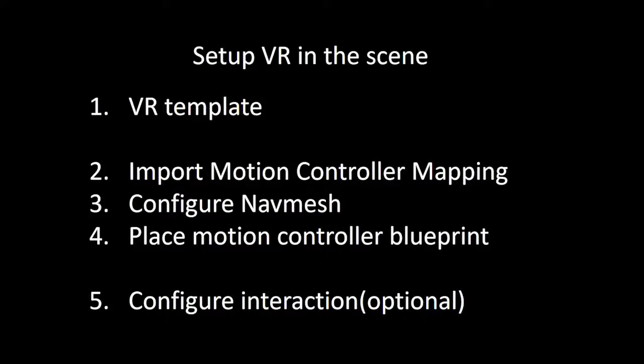If there's any screen grab that you should take on this presentation, it is this one. It's really the step-by-step to implement in your scene one by one. The first thing we've got to do is get the information from that VR template into our scene. That's the motion controller mapping, and then we've got to configure our nav mesh, place the motion controller, and then use the interaction on our scene. So let's have a look at that in Unreal Engine.